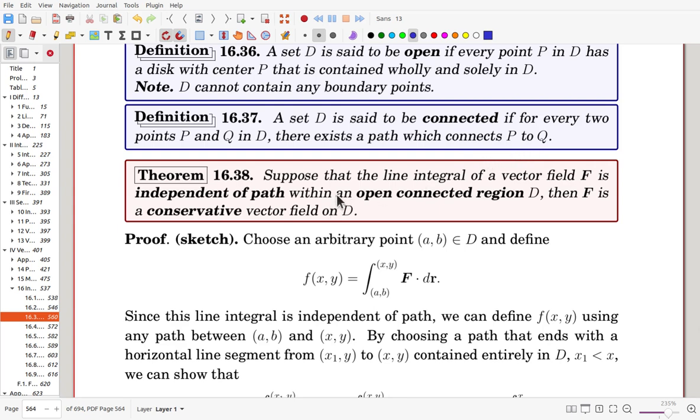Now we have a theorem. Suppose that the line integral of a vector field is independent of path within an open connected region. Then F is a conservative vector field. So the theorem says independence of path implies conservativeness when it is defined on an open connected region. But earlier we concluded that conservativeness implies independence of path. So once we consider an open connected region, they are the same. Here we have the sketch of the proof, and if you are interested in mathematics, you may try to read it.